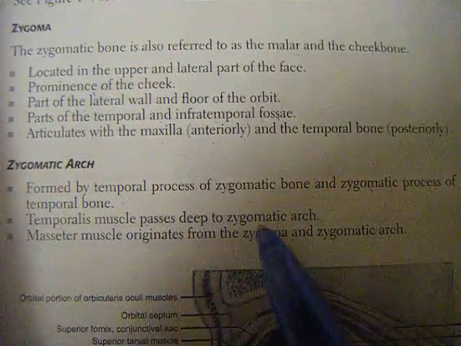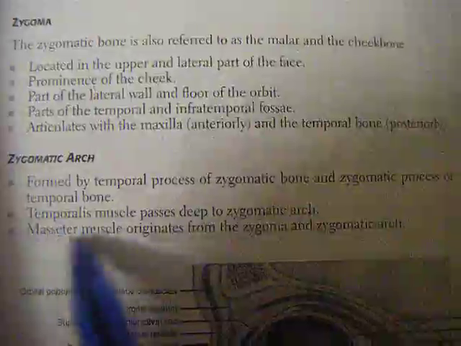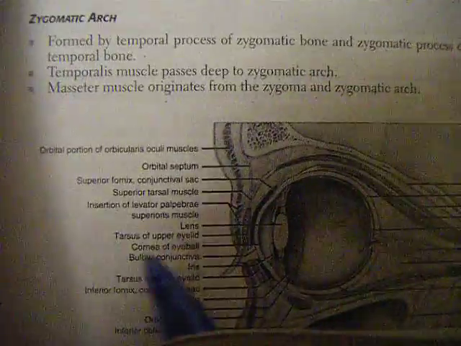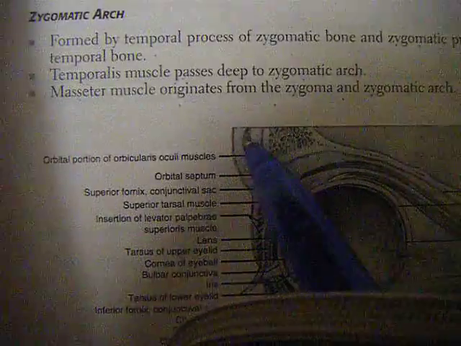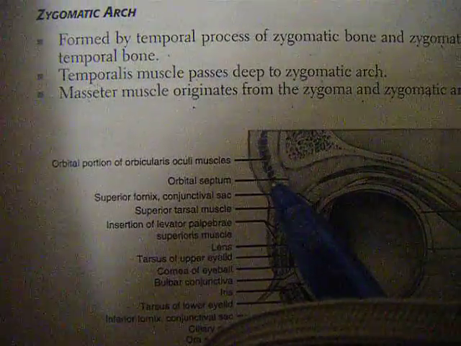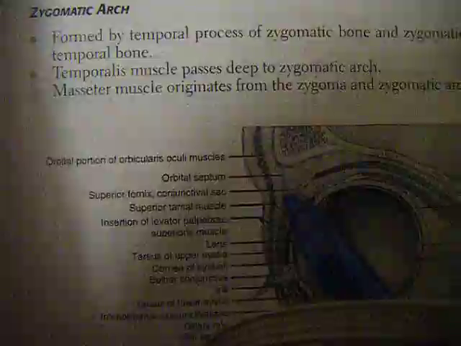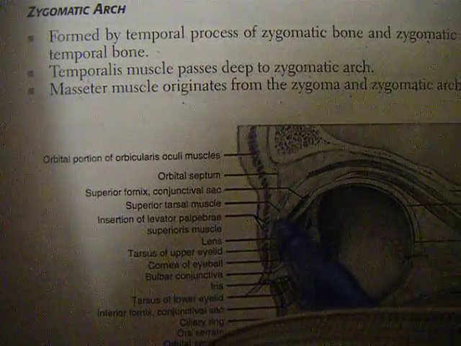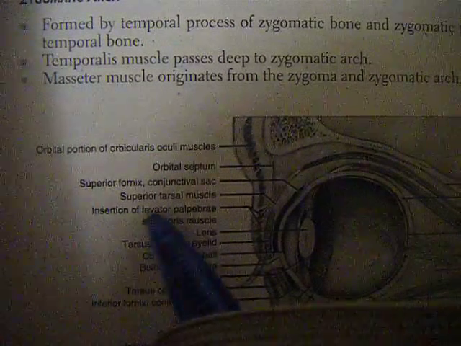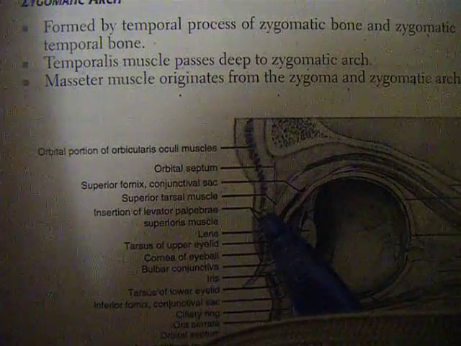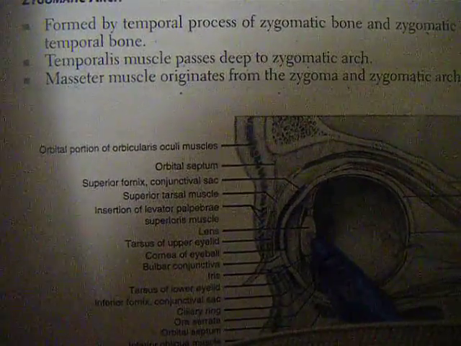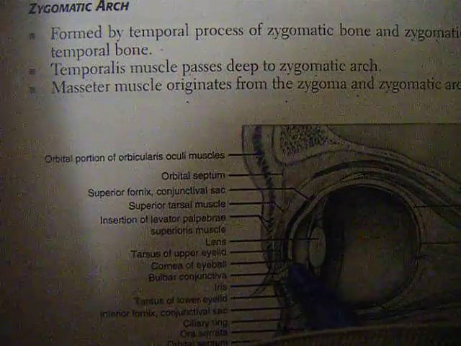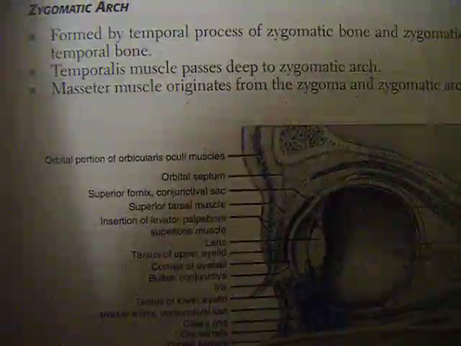Temporalis muscle passes deep to the zygomatic arch. The masseter muscle originates from the zygoma and zygomatic arch. You can see here, this is the orbital portion of the orbicularis oculi muscle, orbital septum, superior fornix of the conjunctival sac. Then this is the insertion of levator palpebrae superioris, lens. Then this is the cornea of the eyeball.